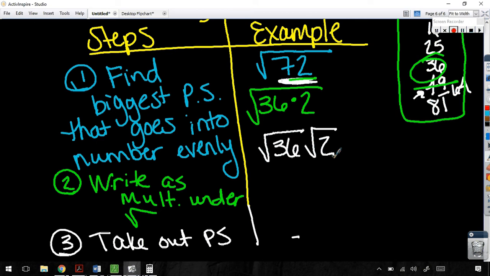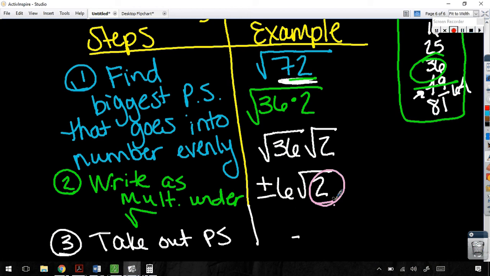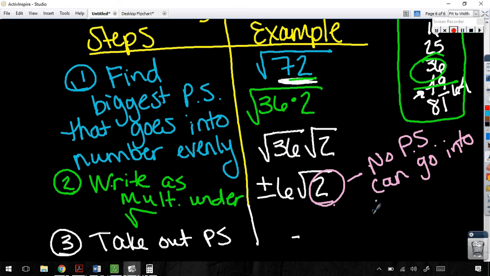And the square root of 36 is 6. Throw that plus or minus sign in the front. It always goes in the front there. Don't put it in between. Put it in the front because it could be positive or negative. And we just put 2 to the side of it. Yes, the 2 stays under the square root. You know you are done. That's pretty simple. When there are no perfect squares that can go into what's left, then you're done.